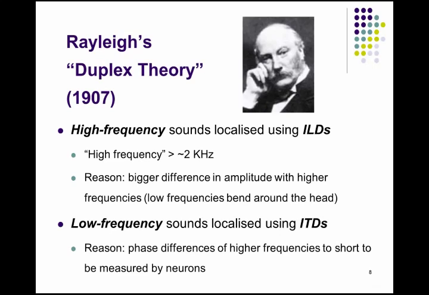The other way around, it is for time differences. They work best at low frequencies because our neurons are not fast enough otherwise. Because we talk a lot about neural processing, and we know that neurons can only code certain frequencies, they're only so fast. And above about 2 kHz, they actually are not fast enough anymore to notice the difference between the phase on the left and on the right ear.